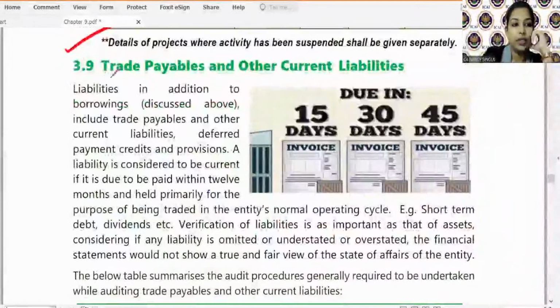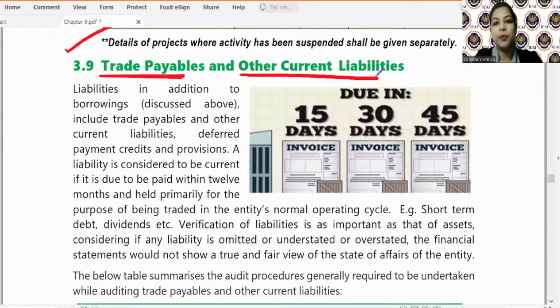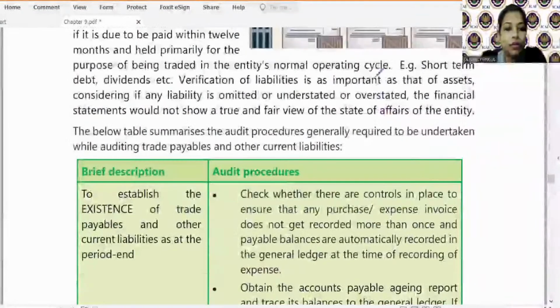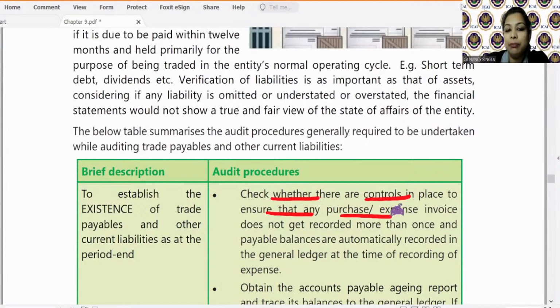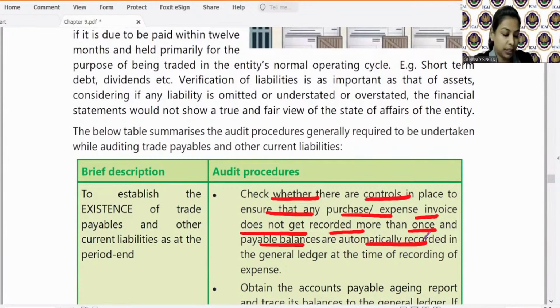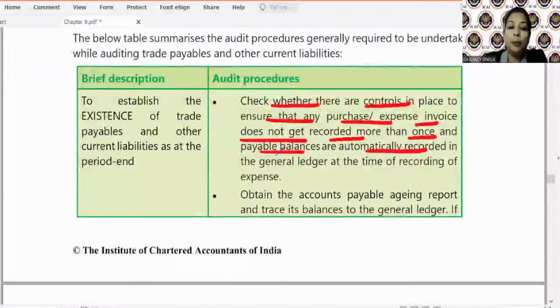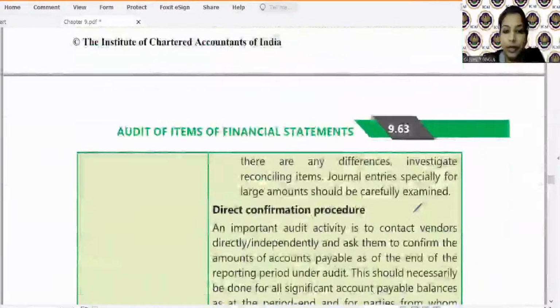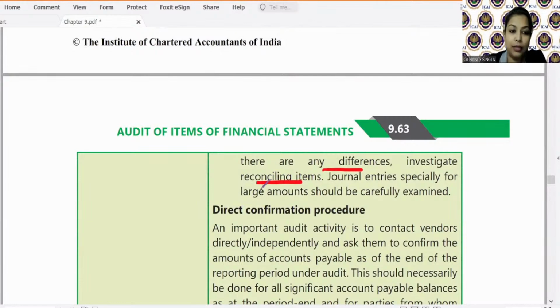Okay. So this is basically about trade payables and other current liabilities. So right now we are just discussing trade payables. Okay. So check whether the controls are in place so that any purchase or expense invoice does not get recorded more than once, or the payable balance gets automatically recorded. Tell me, this is the same, right? Exactly. Obtain the accounts payable aging report and trace its balances to the general ledger. Same. In case of any difference, investigate the reconciling item.